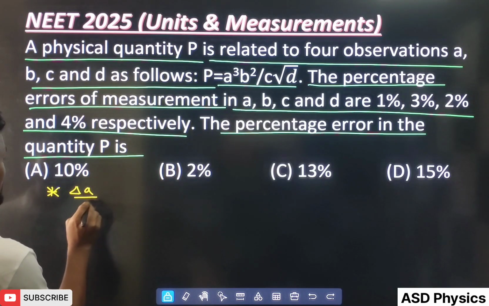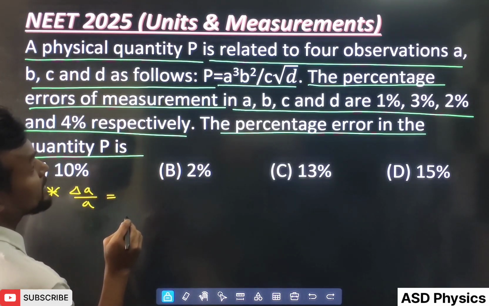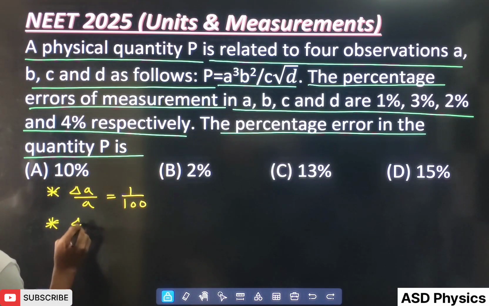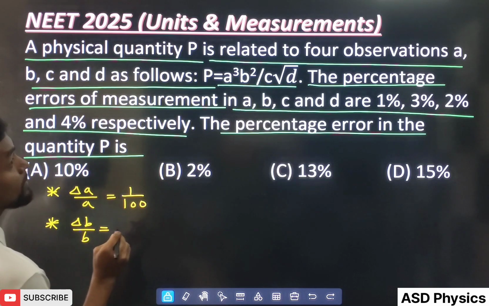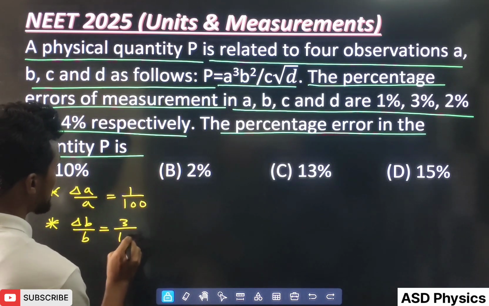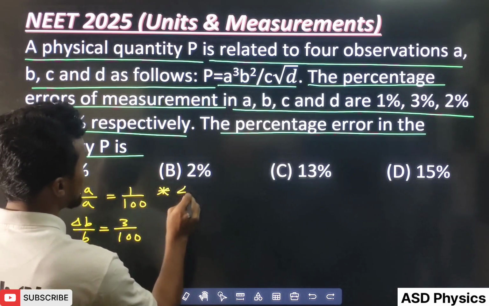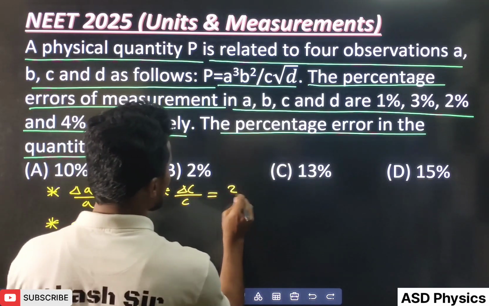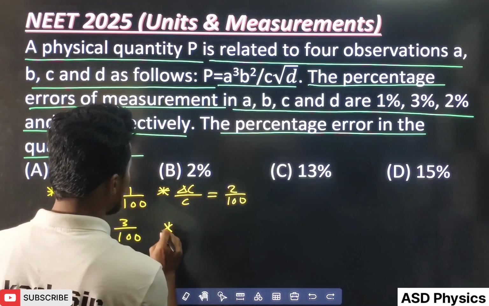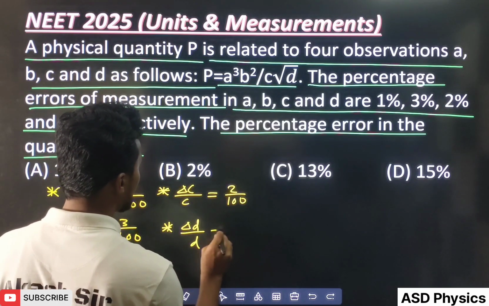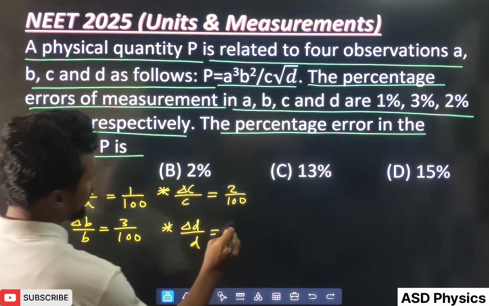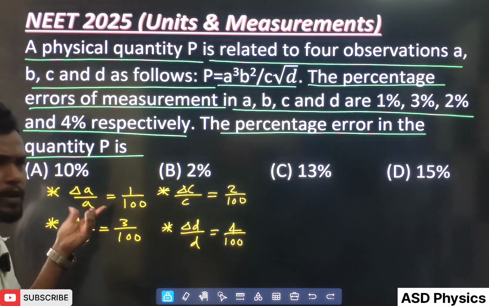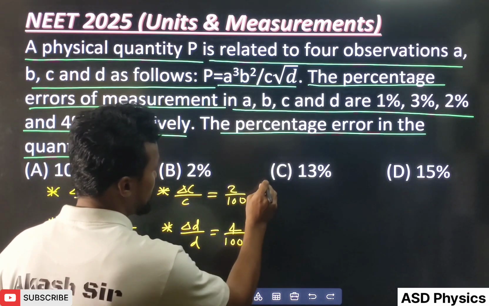So percentage error in A, that means delta A by A, what is given here? 1%, that means 1 by 100. Similarly, in B, delta B by B is what is given here? 3%, that means 3 by 100. Similarly, in C, delta C by C, percentage means per 100, or we can write here 2 by 100. And similarly, in D, delta D by D, it is given here again 4%. So we can write here 4 by 100. This is called relative error or fractional error. Now we are solving with the very basics.